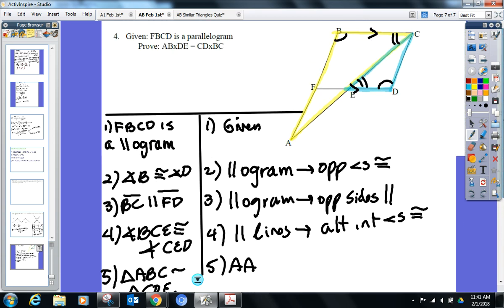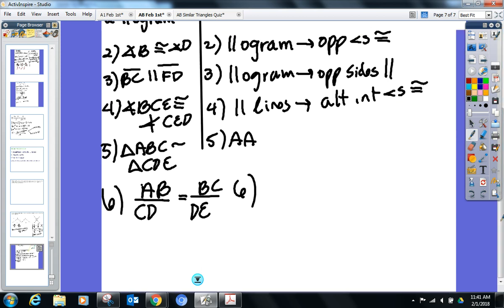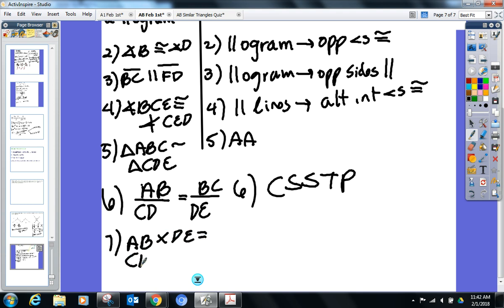I should be multiplying AB and DE, right? If I look at Emma's AB and DE, when I cross multiply, your means and extremes should be diagonal from each other. And this is CSSTP. If you plan on using it, please get it in the correct order. Corresponding sides of similar triangles are proportional. Then I can say the product of the means and extremes are equal. AB times DE equals CD times BC. Product of the means equals product of the extremes.